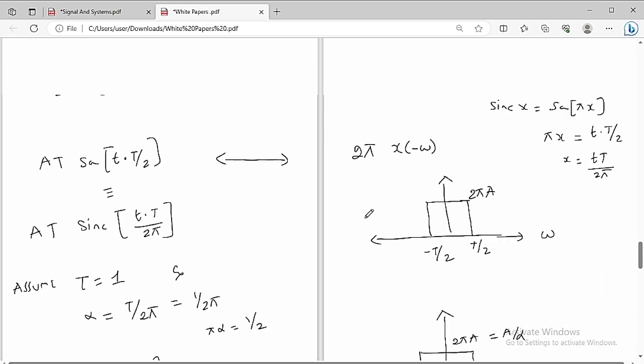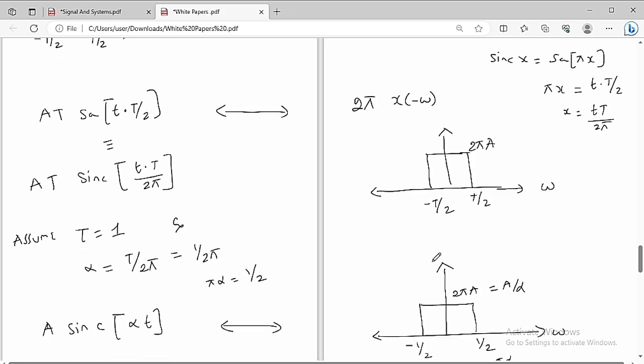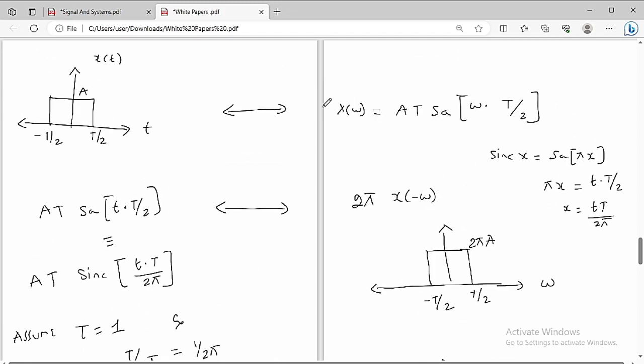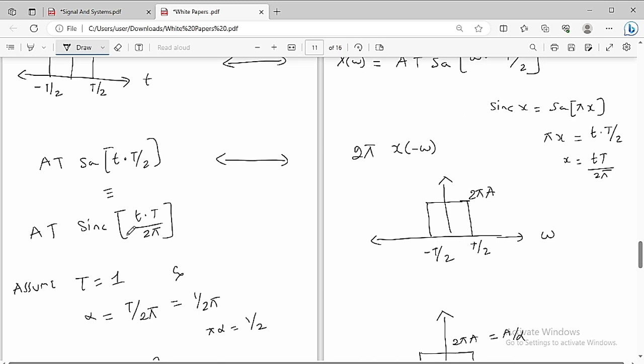See, this is a concept. If you know the concept, then this is very simple. So you know this basic thing, right? What I assume: sinc of x is equal to sin of pi x by pi x. I have assumed this is pi T by 2 pi. From this I got the value of x and substituted here, so both are the same. So for this I got this figure.